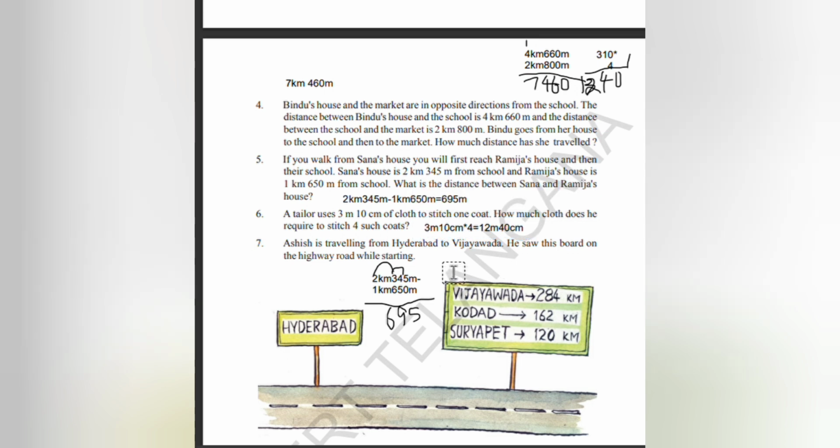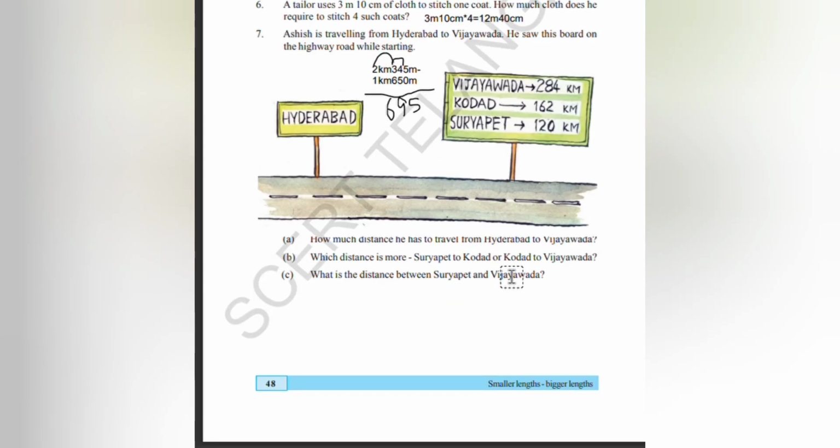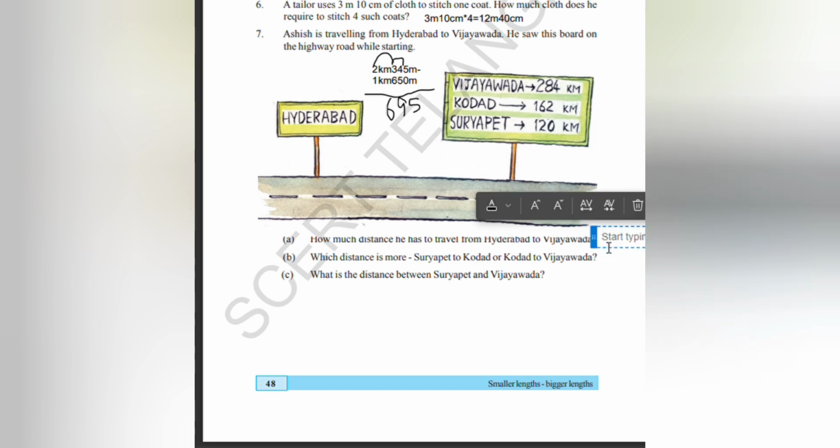Then Ashish is traveling from Hyderabad to Vijayawada. He saw this board on the highway road starting from Hyderabad to Vijayawada. How much distance does he have to travel from Hyderabad to Vijayawada? From Hyderabad he saw this board: Vijayawada is 284 kilometer. So it is given as 284 kilometer.